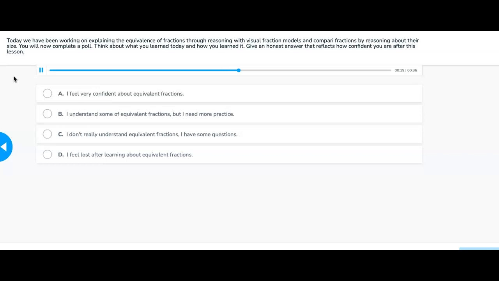The following options are: I feel very confident about equivalent fractions. I understand some of equivalent fractions, but I need more practice. I don't really understand equivalent fractions. I have some questions. I feel lost after learning about equivalent fractions. Students will select how they feel after reading the question, and then we will be concluding our lesson, and I hope you enjoy.